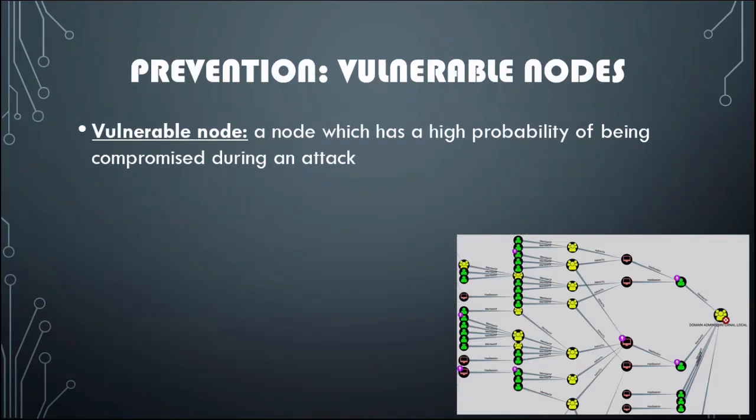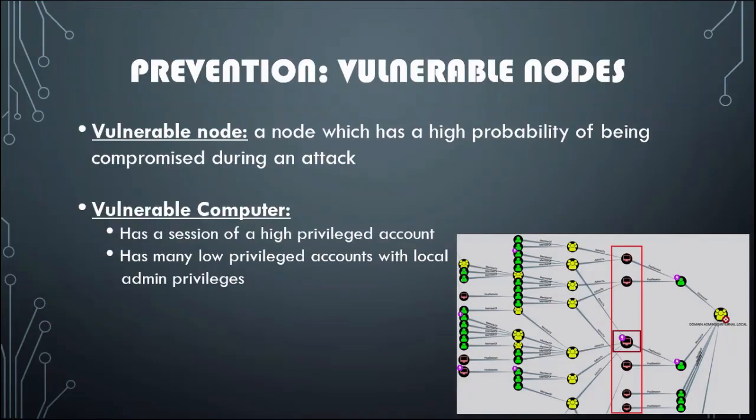Okay, so our goal is to find the nodes that are part of the most attack paths. So let's see a definition. A vulnerable node is a node which has a high probability of being compromised during an attack, and it can be either a computer or a user node.